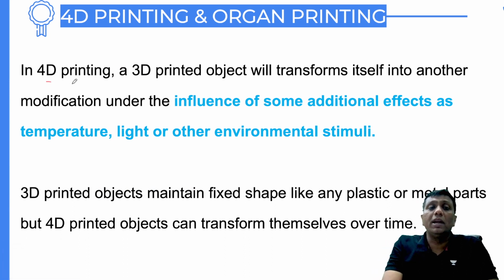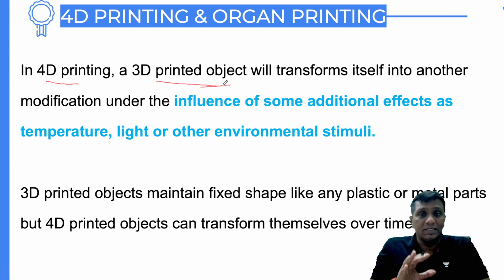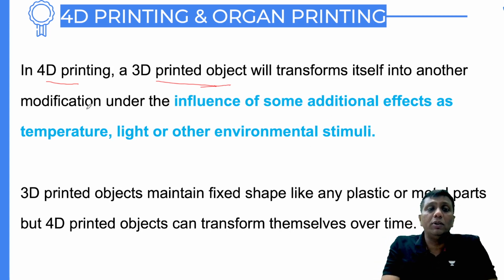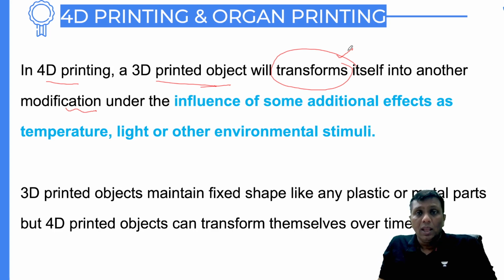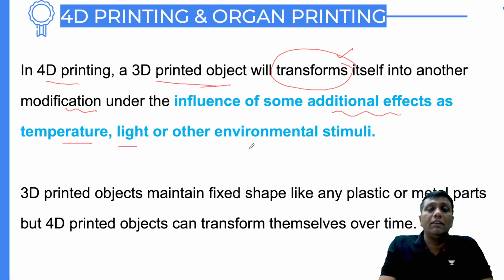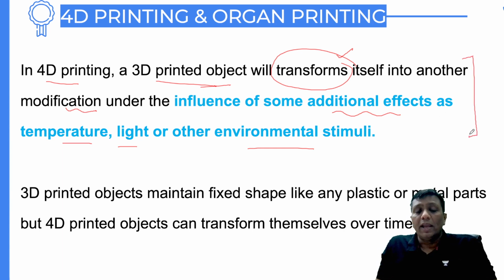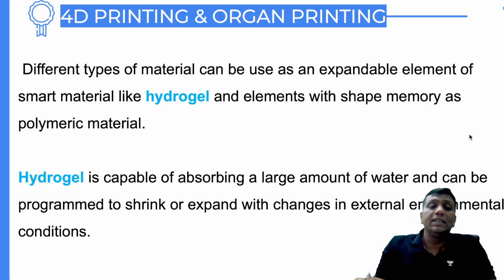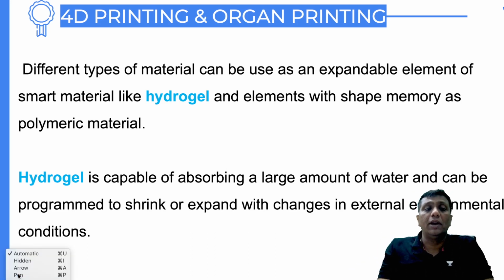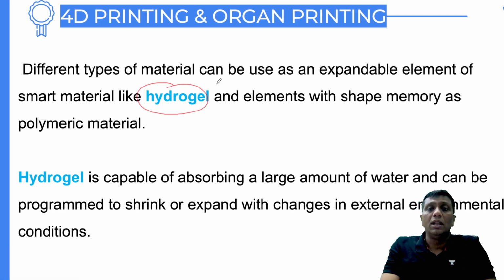So 4D printing is nothing, it's just 3D printed objects. Whenever they come under modifications, it is a kind of transformation, and it is going to perform under the influence of some additional effects like temperature, light, environmental stimuli, and the characteristics will change. And the example I brought you guys is called hydrogel.